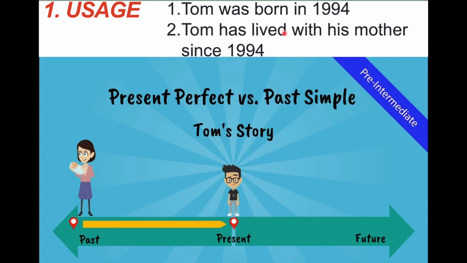In this sentence, I use the present perfect to describe the fact that from the past until now, Tom still lives with his mother, and this may continue in the future. We have no idea about the future. So the first usage of the present perfect that we mention in this video is to describe something that happened in the past, continues to the present, and may continue in the future.